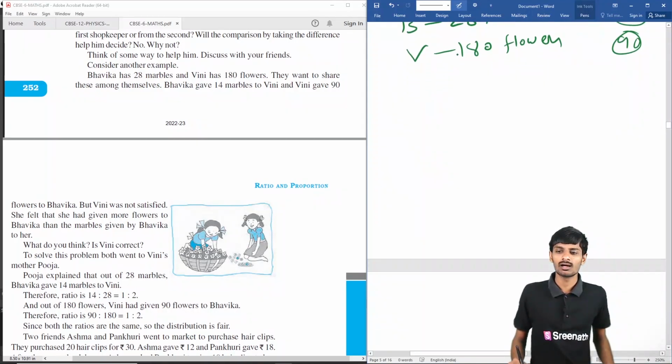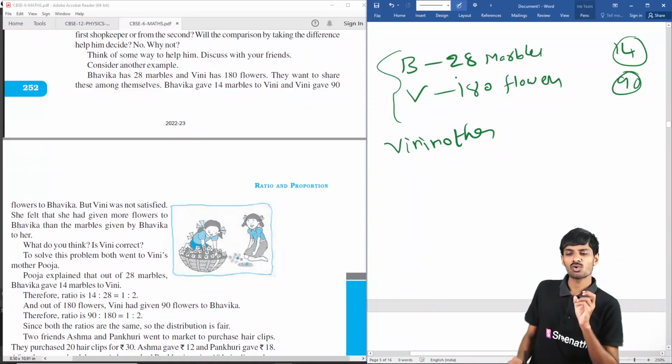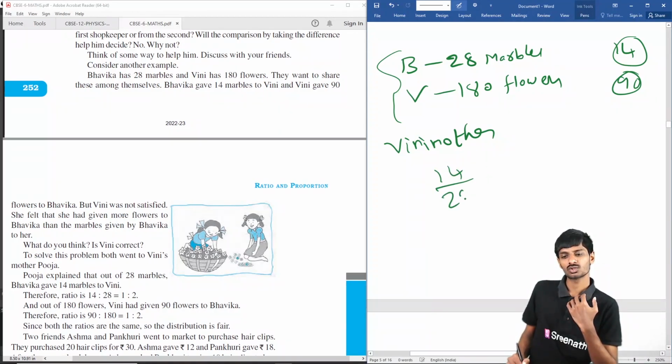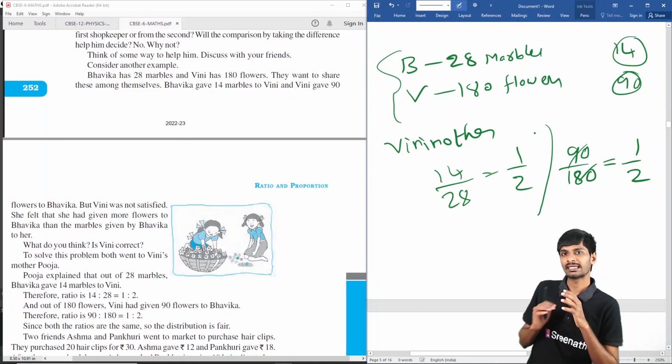So now both of them go to Winnie's mother. What happened is, out of the 28 marbles Bhavika gave 14, so that is 14 by 28, which is 1:2. And out of the 180, 90 has been given, that is 90 by 180. Here also the ratio is 1:2. So both ratios are equal.